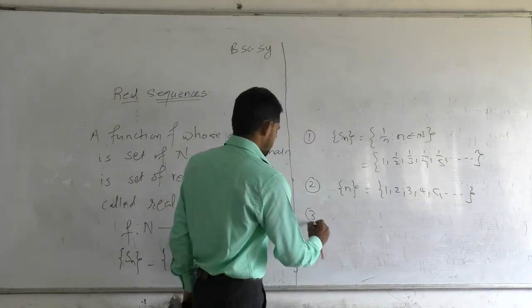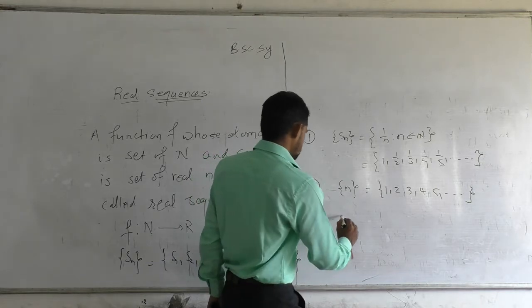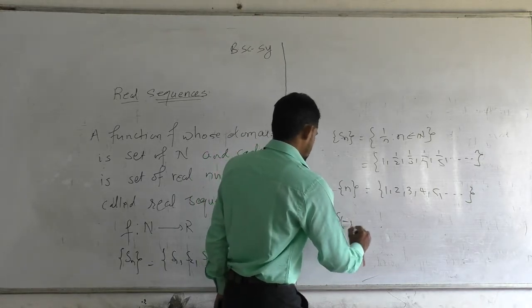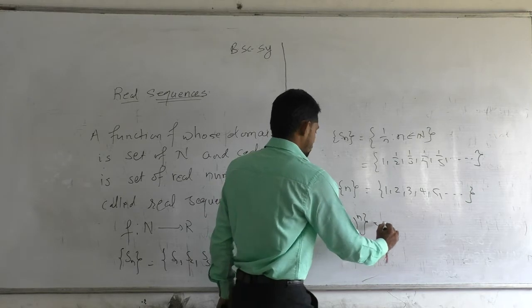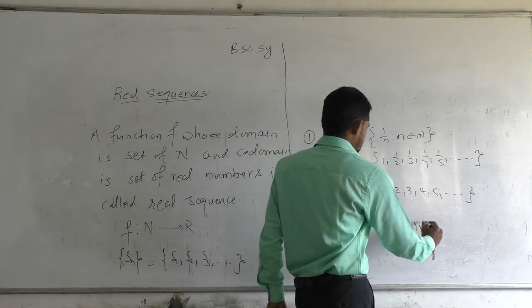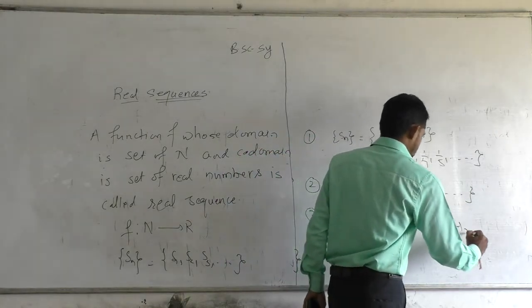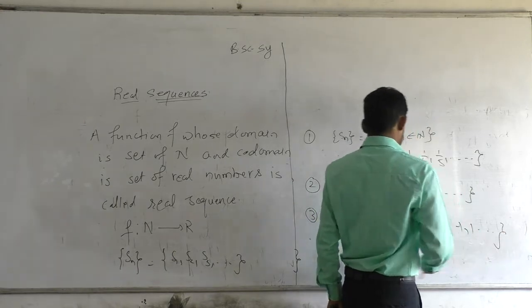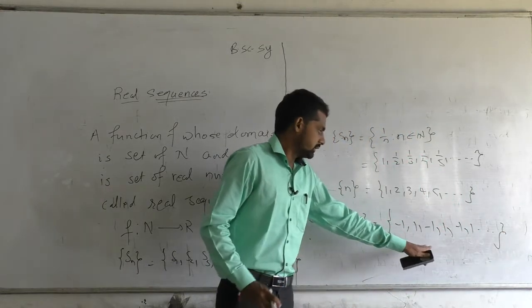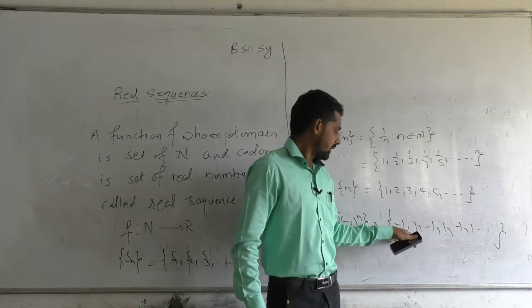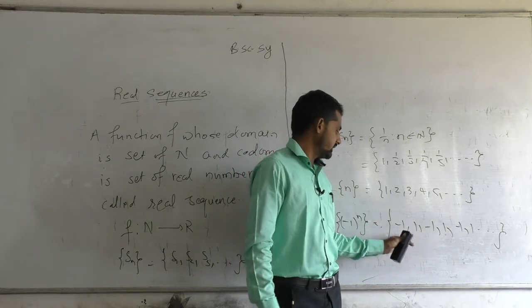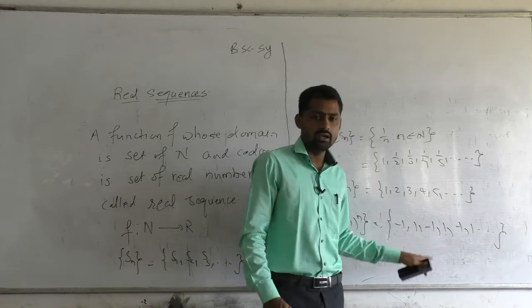Now third: Sn = (-1) raised to n. So this sequence is -1, 1, -1, 1, -1, 1, and so on. This sequence contains an infinite number of elements, and these elements are repeating elements, -1 and 1.